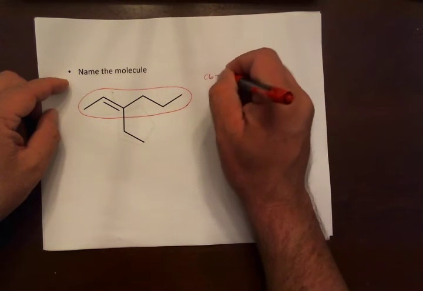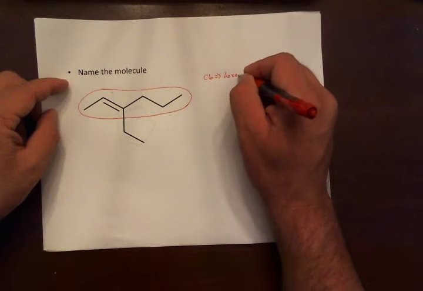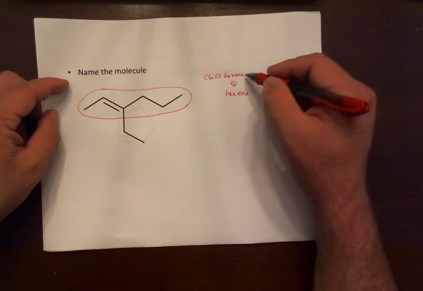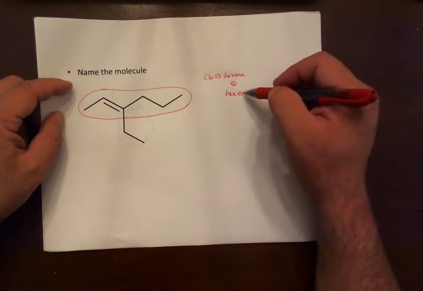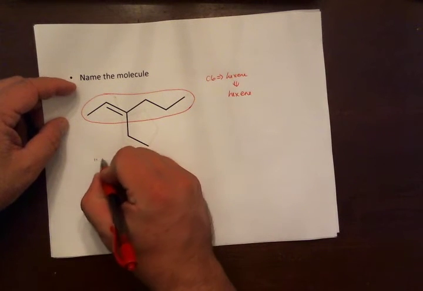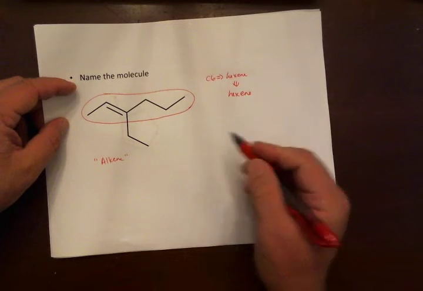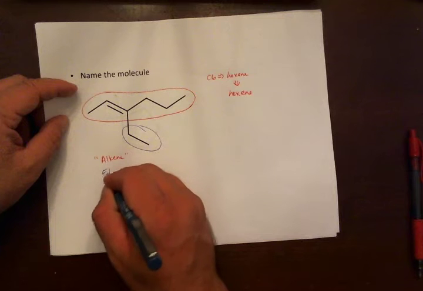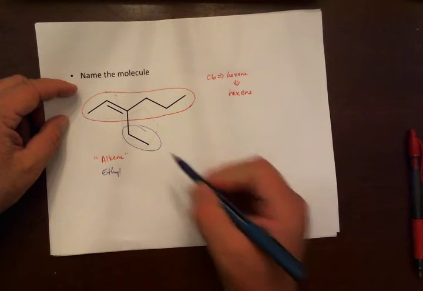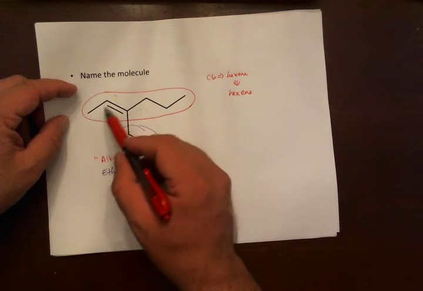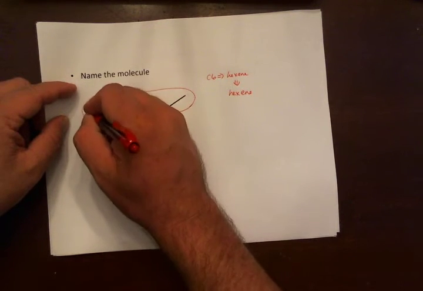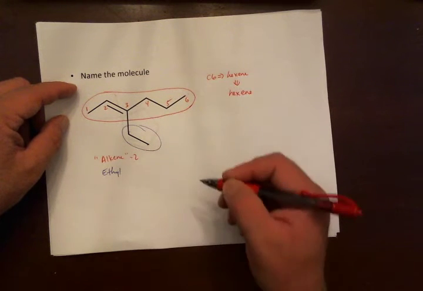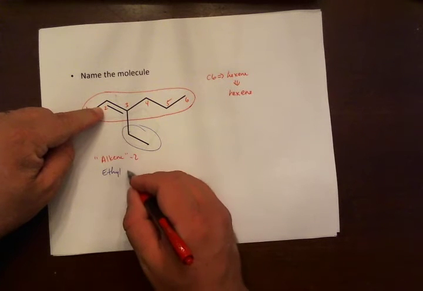So C6. The base name would be hexane, and so it becomes hexene, because we change that suffix to ene. But we need to know where that alkene starts. Then we also have the 2-carbon ethyl group here. The side closest to the double bond becomes carbon 1, so it becomes 1, 2, 3, 4, 5, 6. So the double bond starts at 2, the ethyl is at 3.